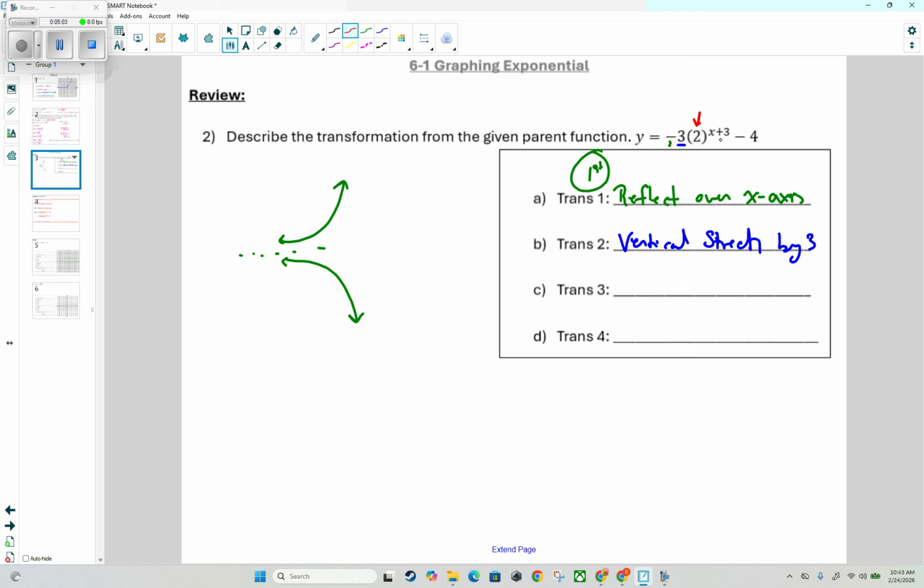Moving on, this positive 3, he's up there with the x. We're going to go the opposite direction. So to the right is positives. We will now go to the left. So this would be left 3. And then finally, at the end here, we have this negative 4. He's not with the x on the outside. So that would be us going down 4. So that's how we're going to shift our graphs. And we're going to use those shifts. They're going to help us to graph as well when we're doing all this.